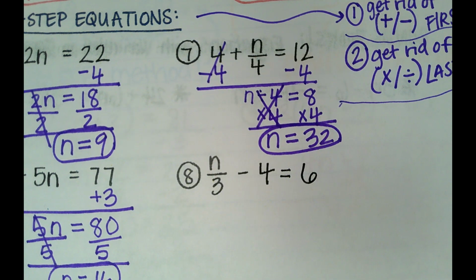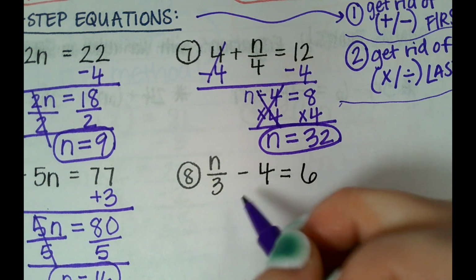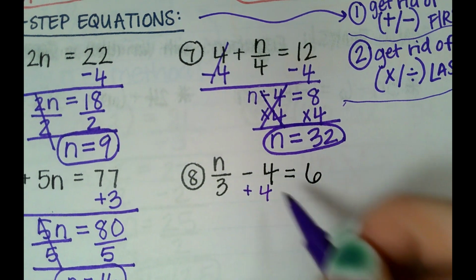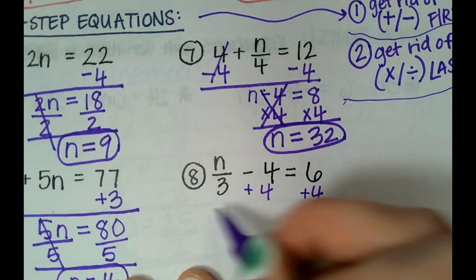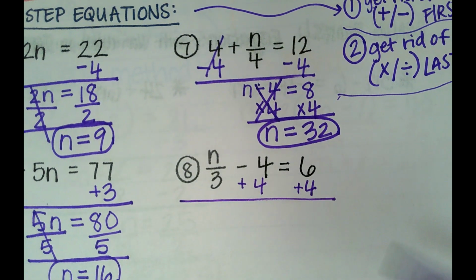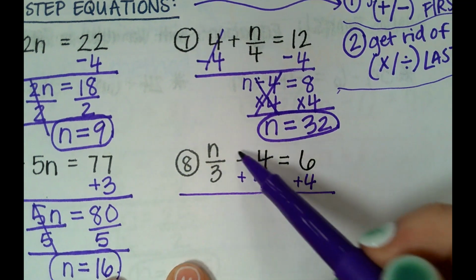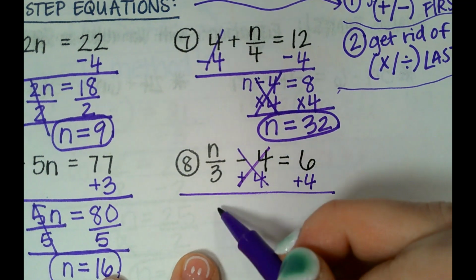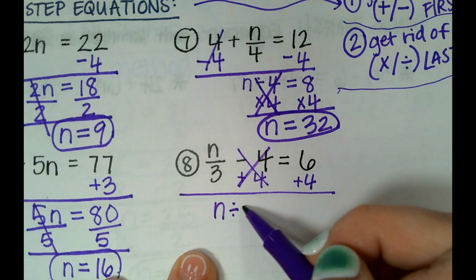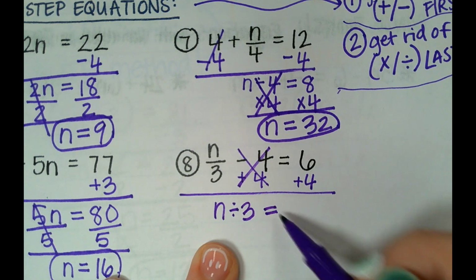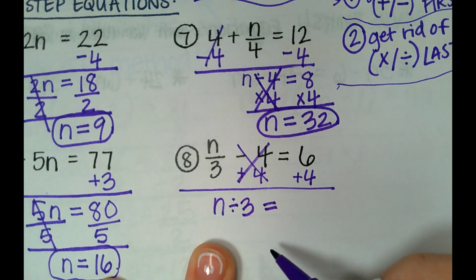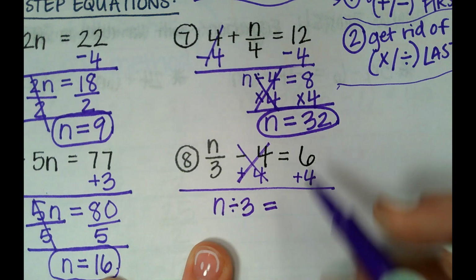So number 8, I have n divided by 3 minus 4 equals 6. What would I do first? Add 4 to both sides. The 4s cancel. n divided by 3 comes down, equals 10.